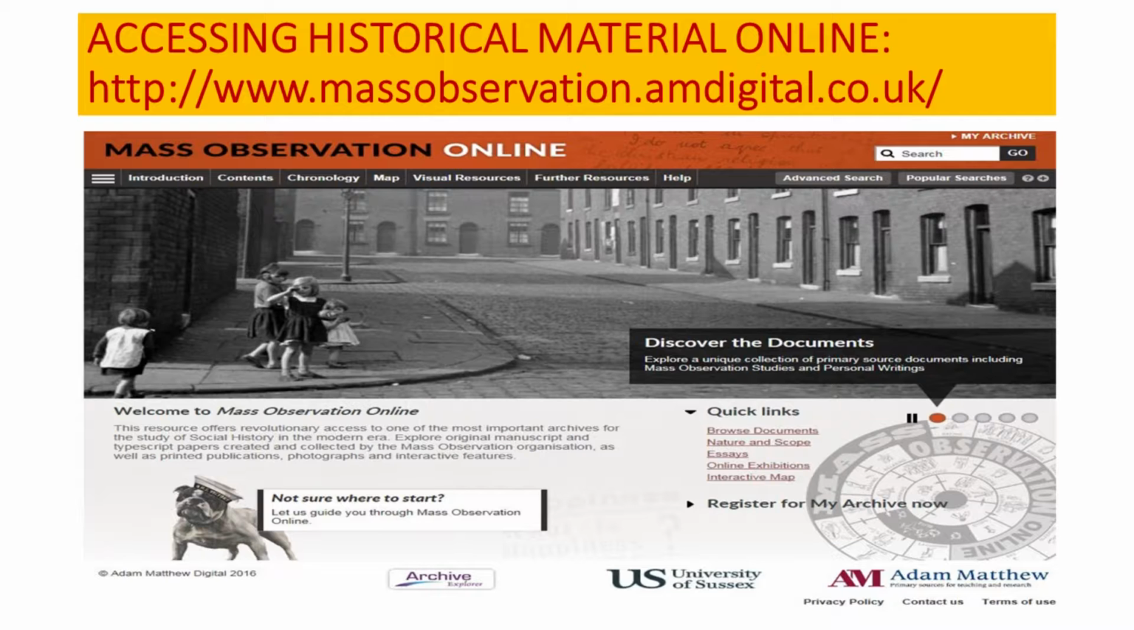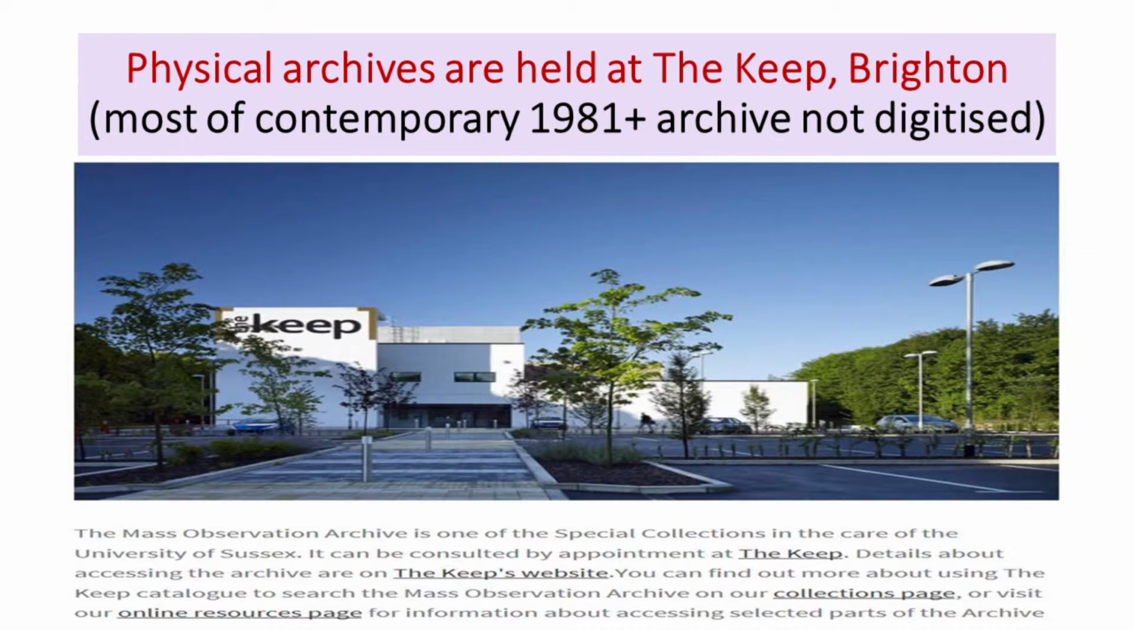which academic institutions were subscribing. They weren't able to tell me all of them, but there are 41 institutions that are subscribing. So if you go to your library, you might be able to identify whether your particular institution subscribes. The physical archives are held at the Keep in Brighton. Most of the 1981 material isn't digitised, but that is changing.